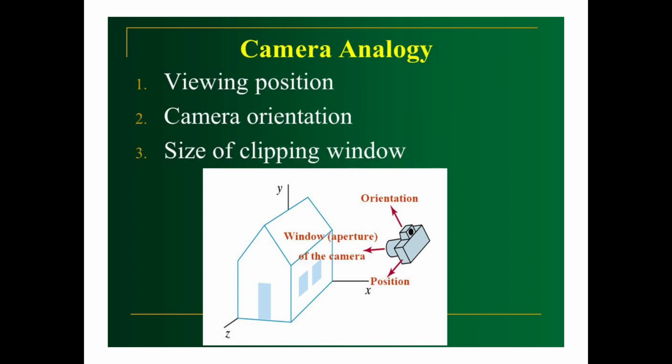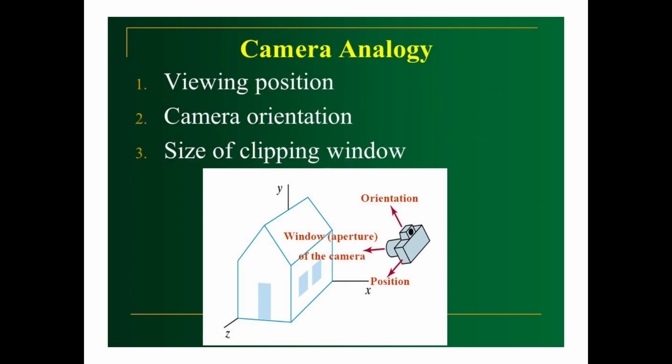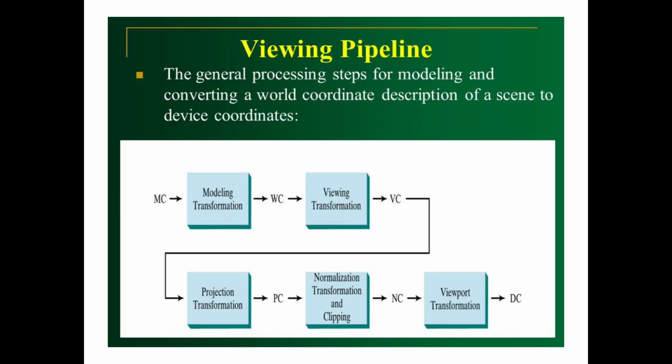And the camera analogy is viewing position, camera orientation, and size of the clipping window. As you can see, it's a process involved in photography. With photography as a camera analogy, with its viewing position, size of the clipping window and camera orientation of the picture to view in 3D.